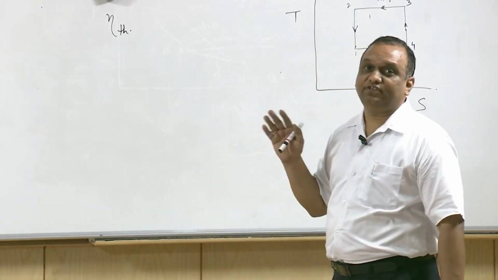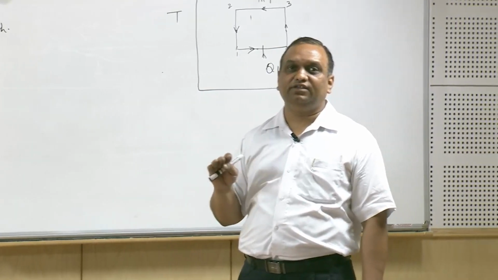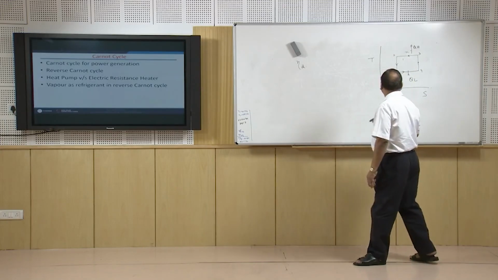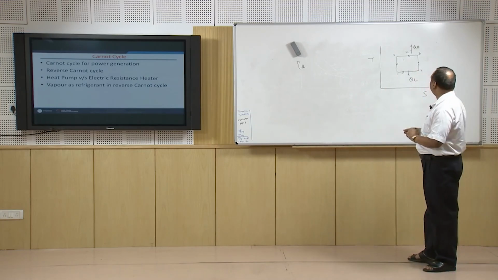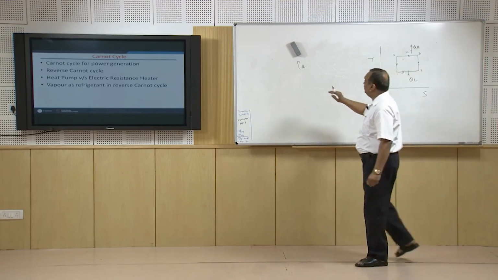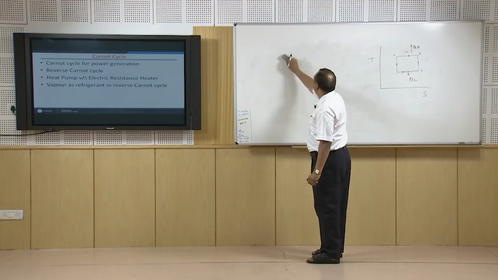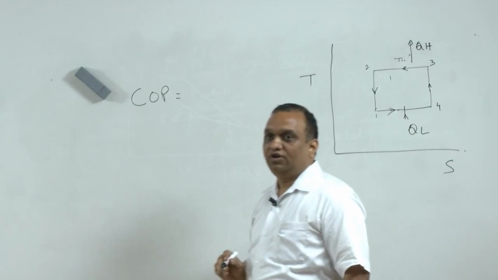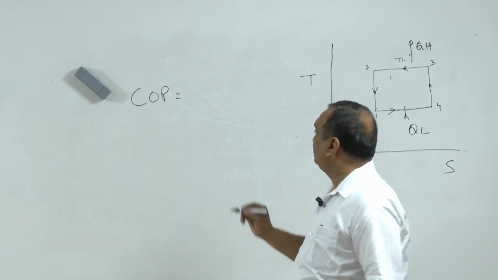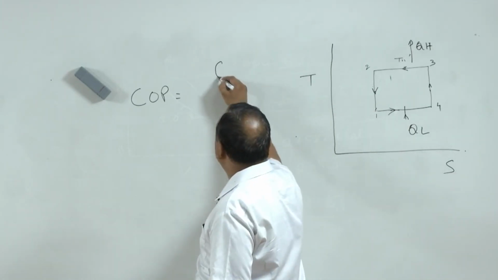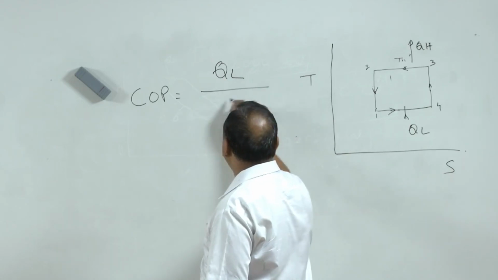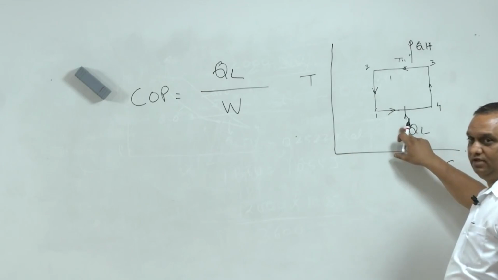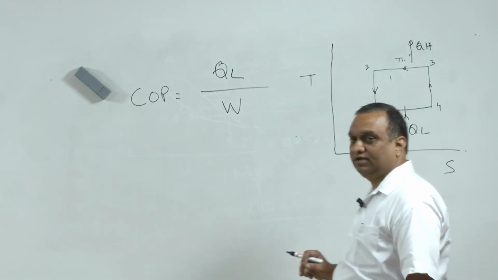So, efficiencies are important. As practicing engineers, we should have fairly good ideas about the efficiencies of the system. Now, in the Carnot cycle, the efficiency of a cooling system or refrigeration system is expressed by the coefficient of performance. The coefficient of performance is the cooling effect QL divided by the work spent for this cooling effect.